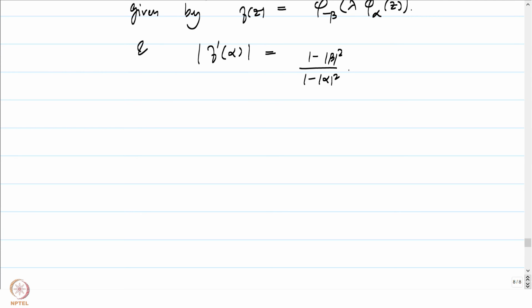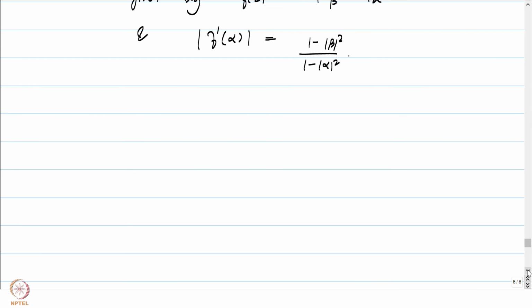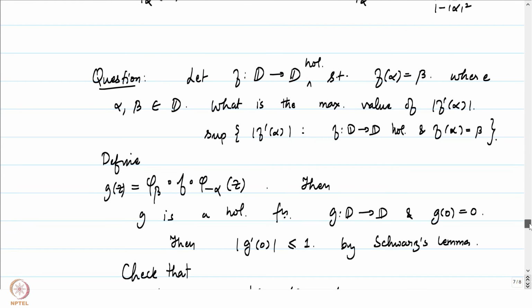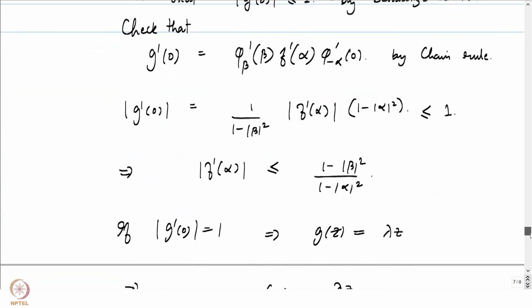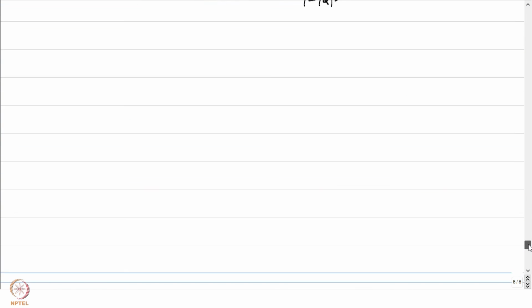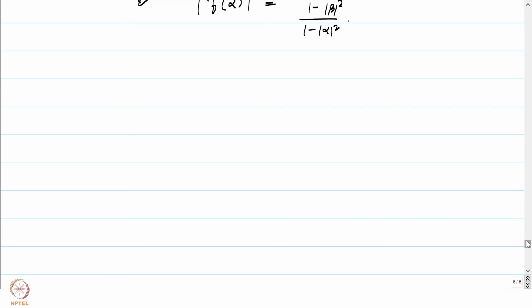So the maximum value that can be attained is hence equal to (1 - |β|²)/(1 - |α|²). So why did we go through this question of maximality, about what is the maximum value that can be attained? The reason is that this is going to give us an answer on how to characterize all possible automorphisms of the unit disk. Let me write down a theorem.